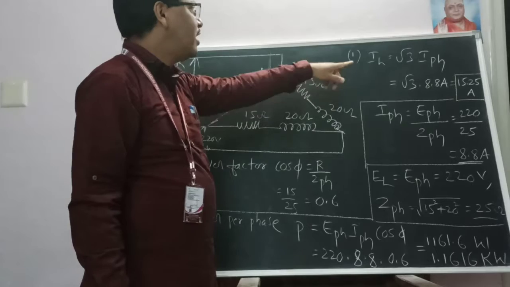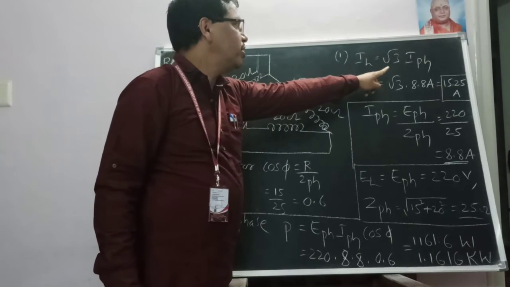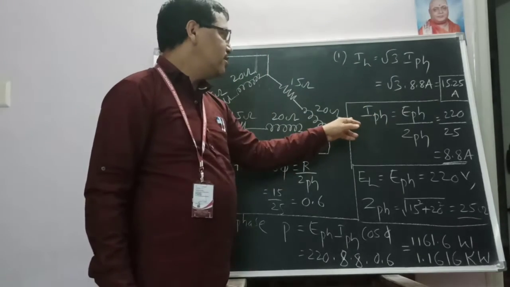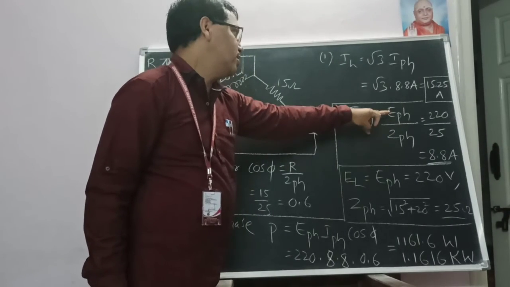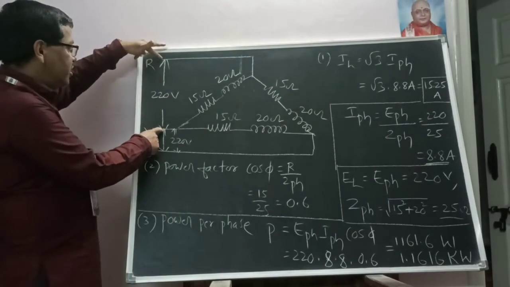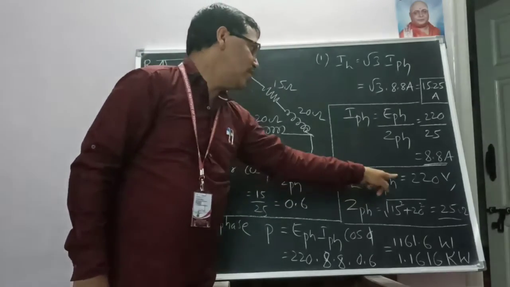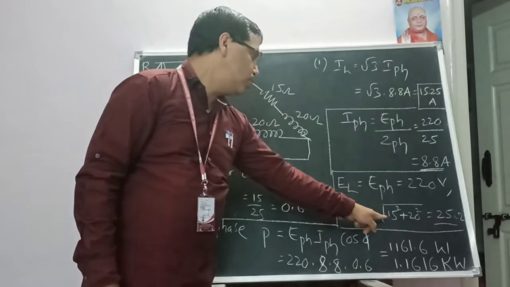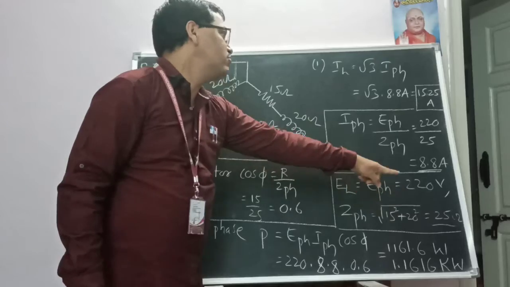First, we need to calculate the line current. Line current relation in the case of delta: IL is equal to root 3 into I phase. We need to calculate I phase. I is equal to V by R, or I phase is equal to E phase divided by Z phase. So what is the E phase? Actually this is the delta, so this voltage is the same and this voltage is the same. That's why EL is equal to E phase, which is 220 volts, already given. So what is the Z phase? Z phase is equal to the root of 15 squared plus 20 squared. Answer is 25 ohms.